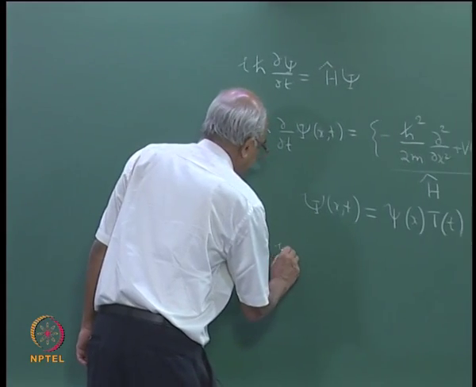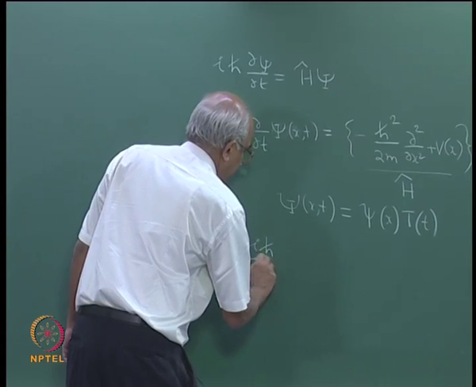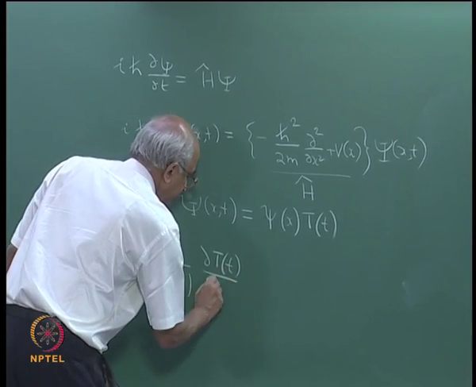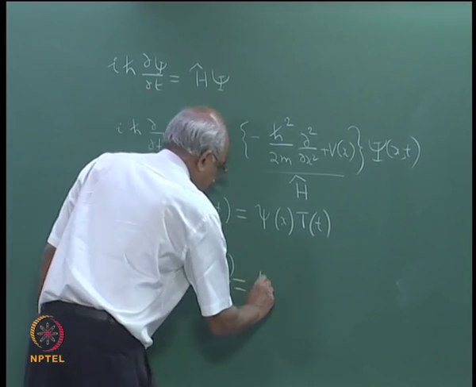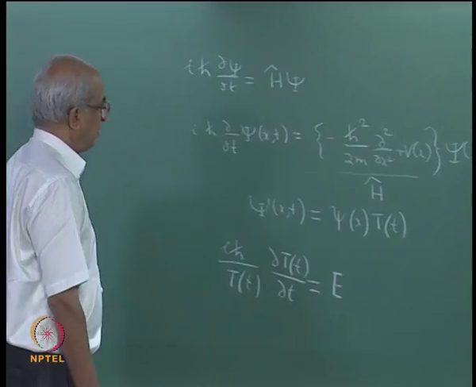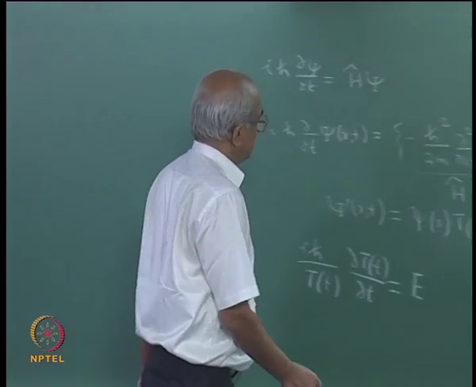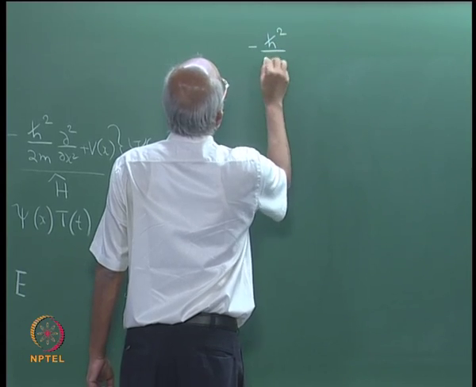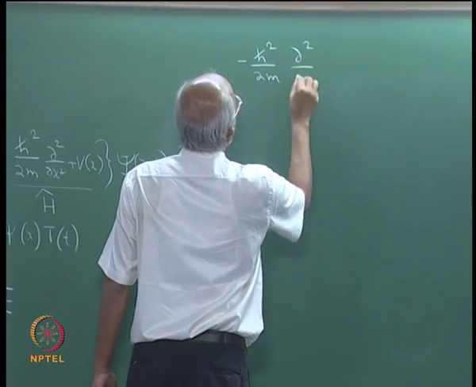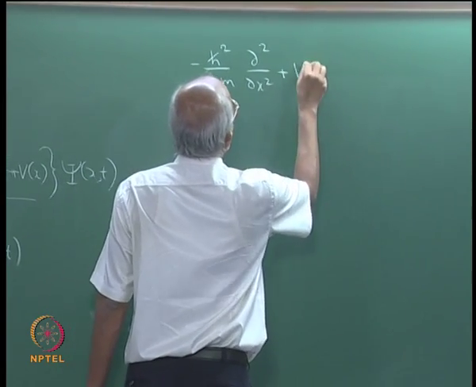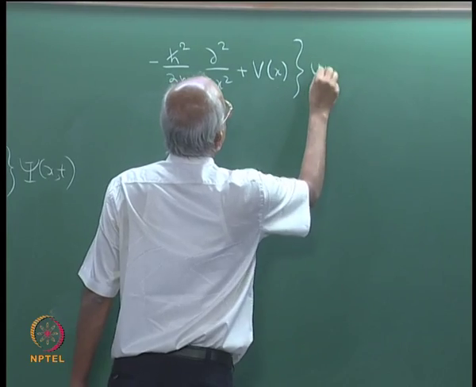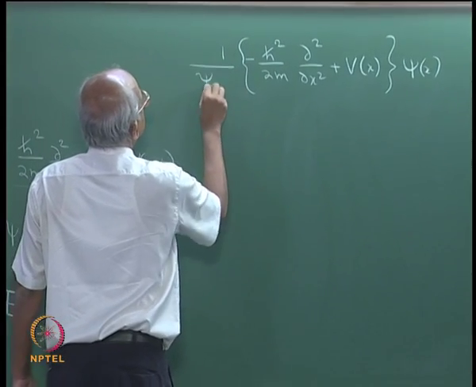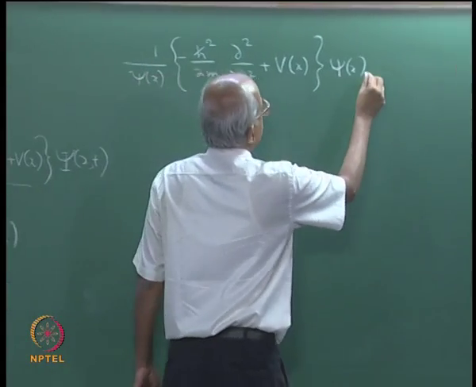The first one said that i h cross times 1 by capital T of t, dou capital T of t by dou t, should be equal to a constant, and the other one said that this should be equal to the same constant.